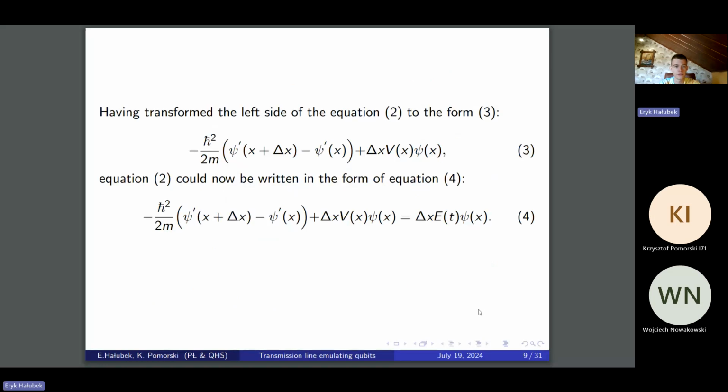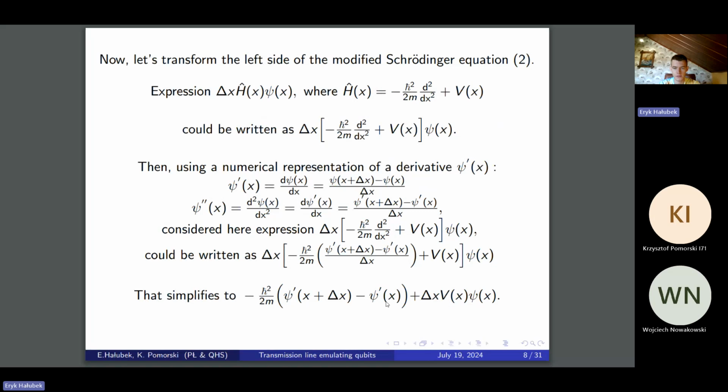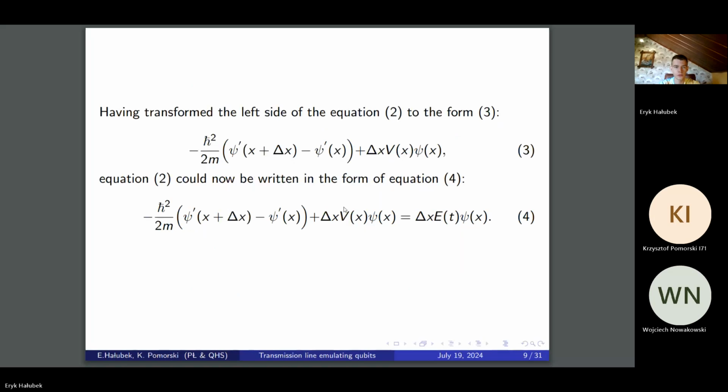Okay, so now using this expression, we could write the second equation in the form of the equation shown here. These are just basic transformations.